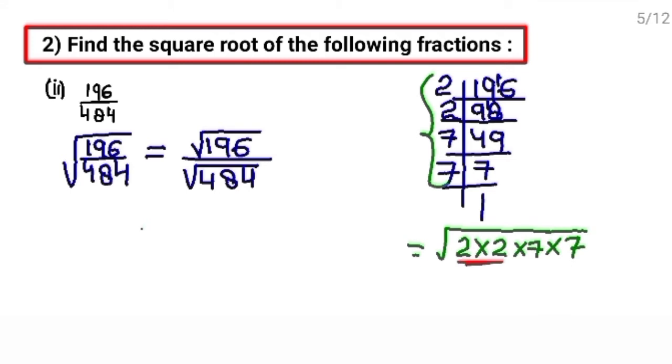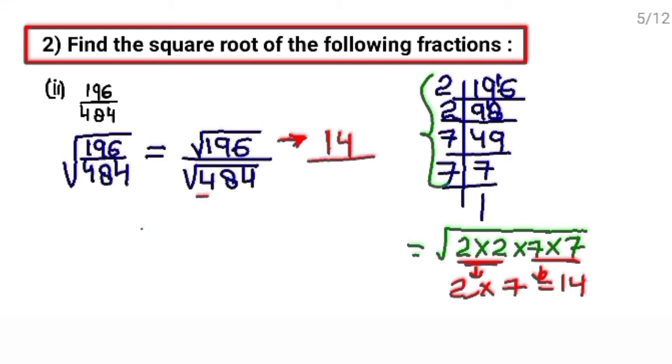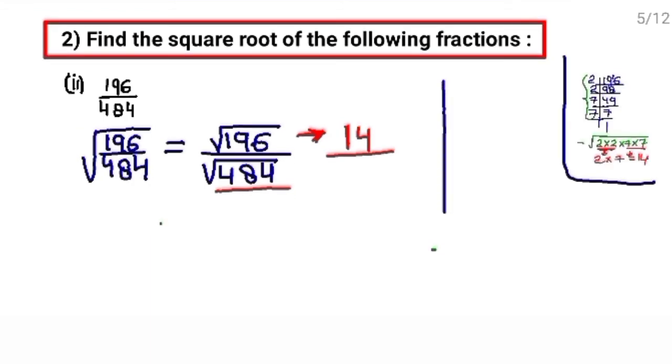Right? Make the pair of similar digits. From this pair take 2, from this pair take 7. 2 7s are 14. So in the upper part, the square root of 196 is 14. Now find the square root of the lower part.